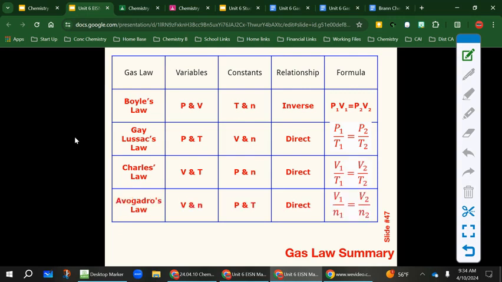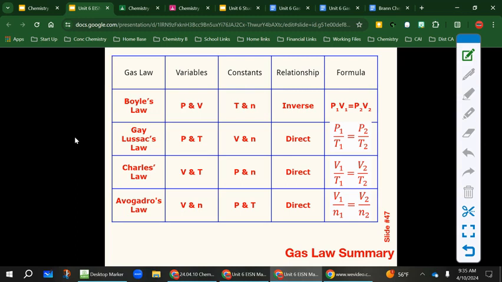There it is, all in one place for you, ladies and gentlemen. All in one place, except for combined gases, which is on the next slide. So, these are the 4 gas laws that involve only 2 variables. That tells you what the variables are, what the constants are, and what the relationship is. By the way, what do you notice is special about Boyle's law? It is the only one that is inverse.